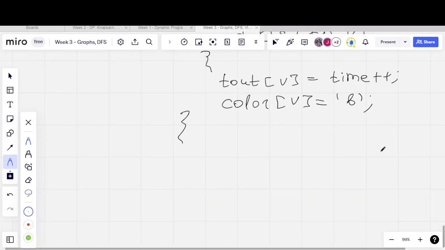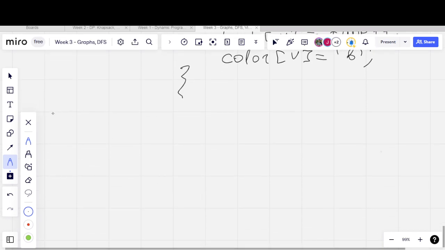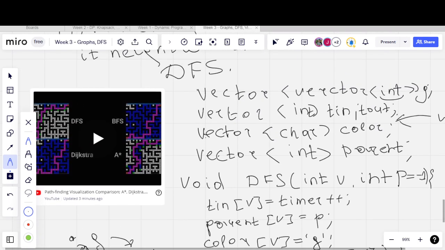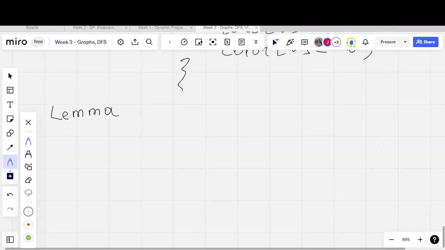Okay. The next is a lemma. To prove that all the vertices that are reachable from vertex S are visited in the DFS algorithm, we need to prove it by the next lemma about white paths.